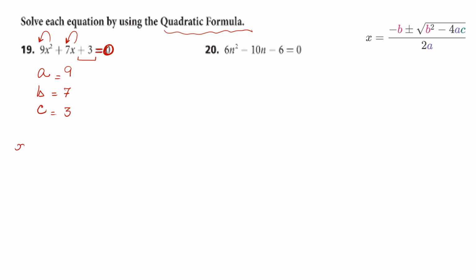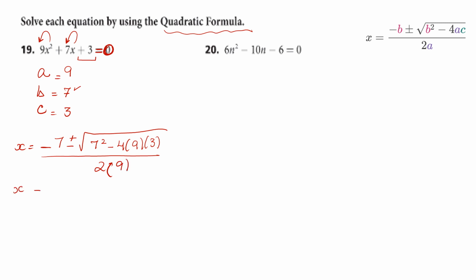Now put it in the formula. First write minus, then b is 7. Then put the plus minus as it is. Write the square root. B square means 7 square, minus 4, A is 9 in our case and C is 3 in our case, divided by 2, and A is 9. Now write here minus 7, and write the plus minus once.